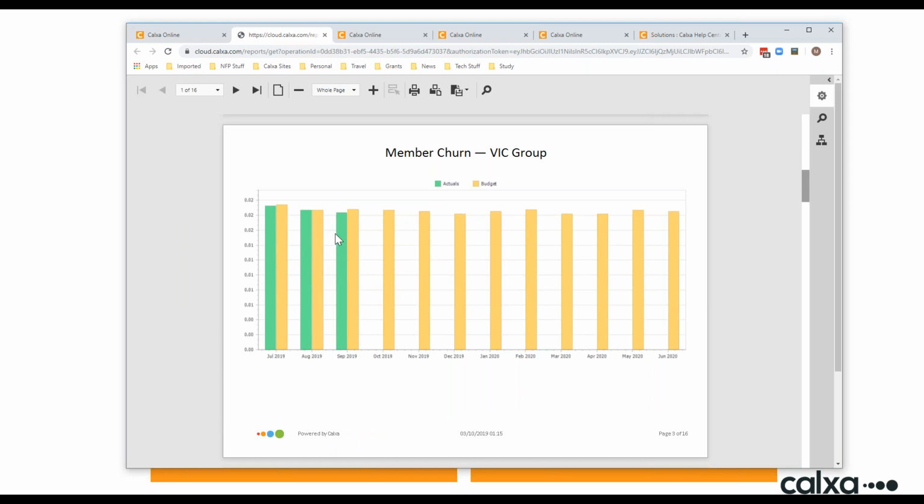And this is one where you want the actuals to be below the budget, because it means you're keeping more members, you're not losing them, because every time you lose a member, you lose their membership fees, you lose the history that they had, and you want to keep them.